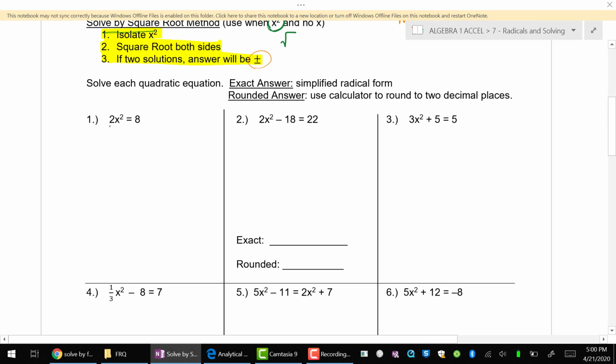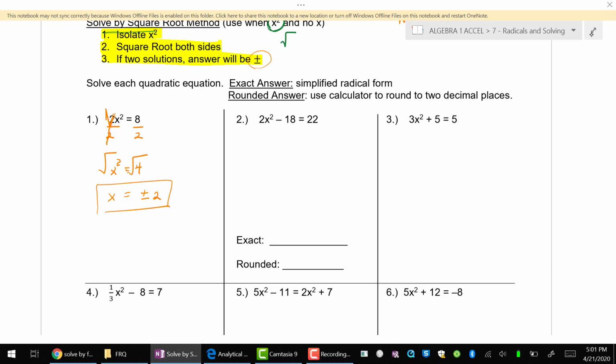I'm going to divide by 2 because I want to isolate the x squared. So x squared here is equal to 4. And then square root the left and the right, and we'll find a solution of x equals 2, but don't forget it's plus or minus 2, because when I square 2, I get 4. When I square negative 2, I also get 4. Two solutions, plus or minus 2.